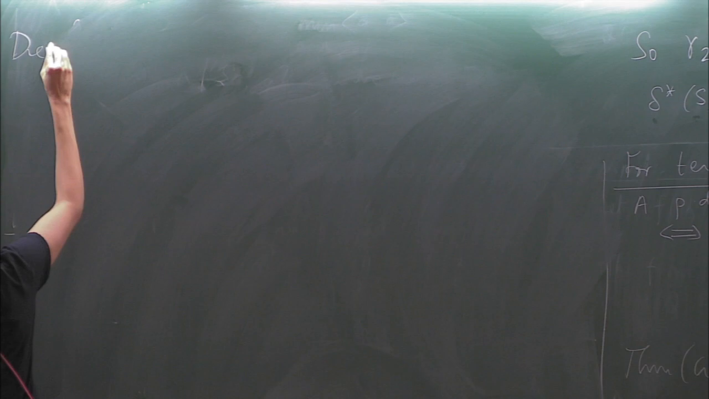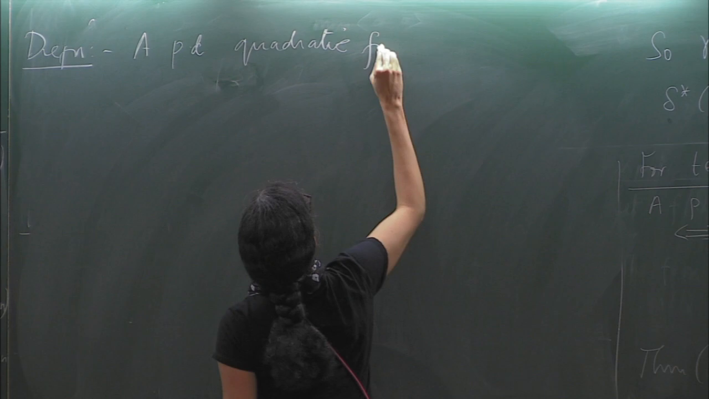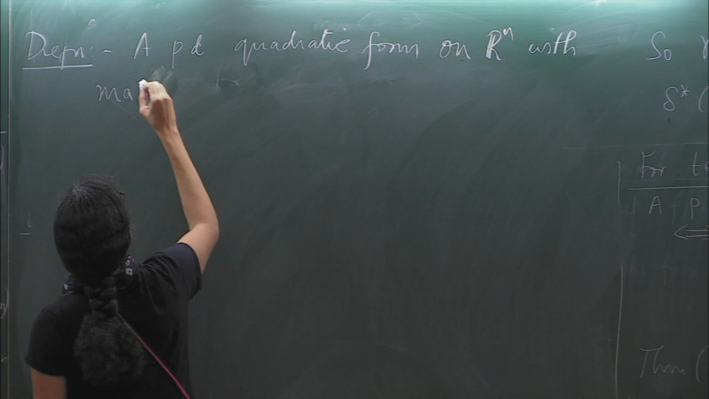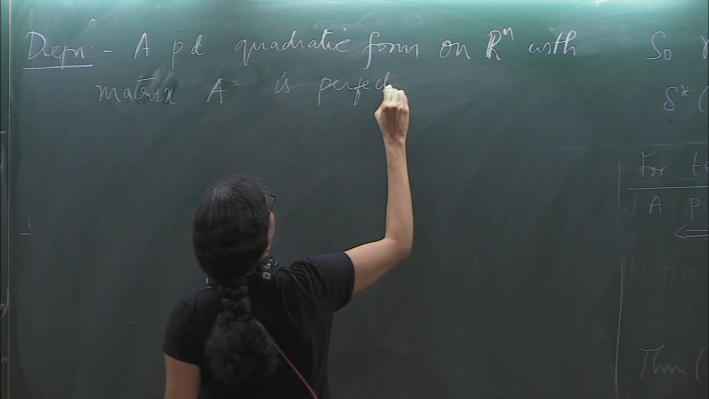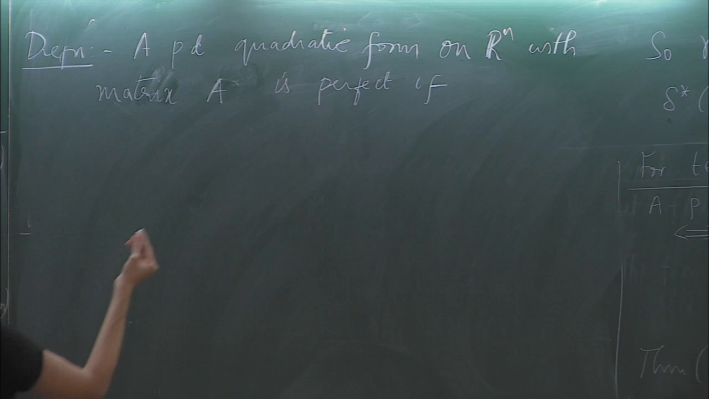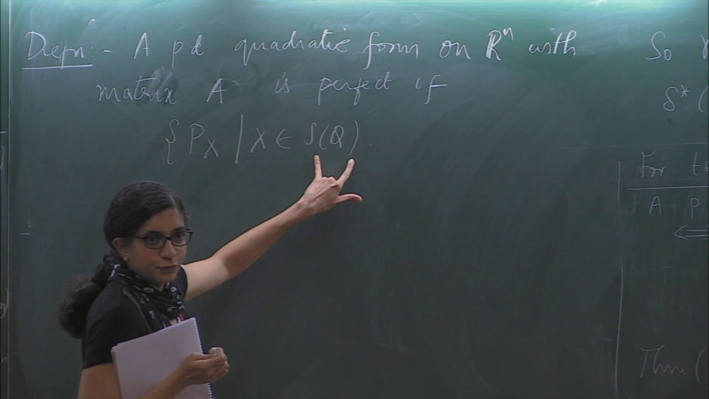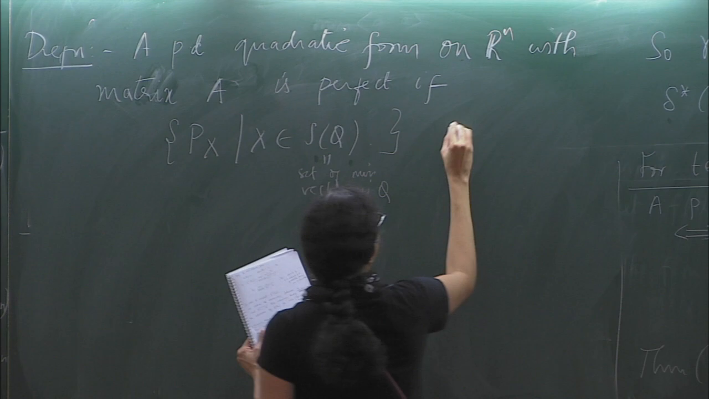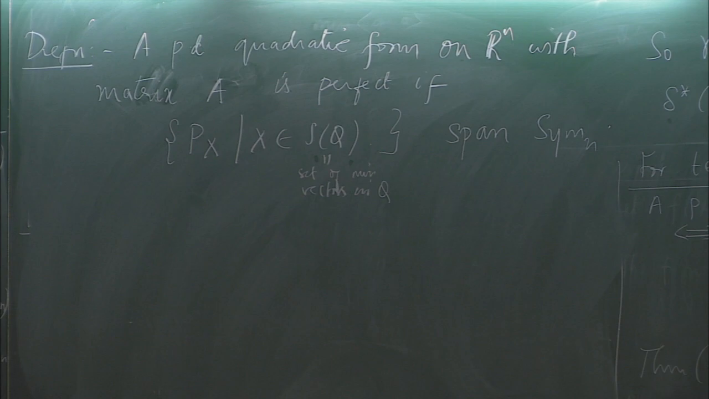A positive definite quadratic form on Rn with matrix A is perfect if the set of all Px, x in S of Q, where S of Q is the set of minimal vectors of Q, spans the space of symmetric n by n matrices.